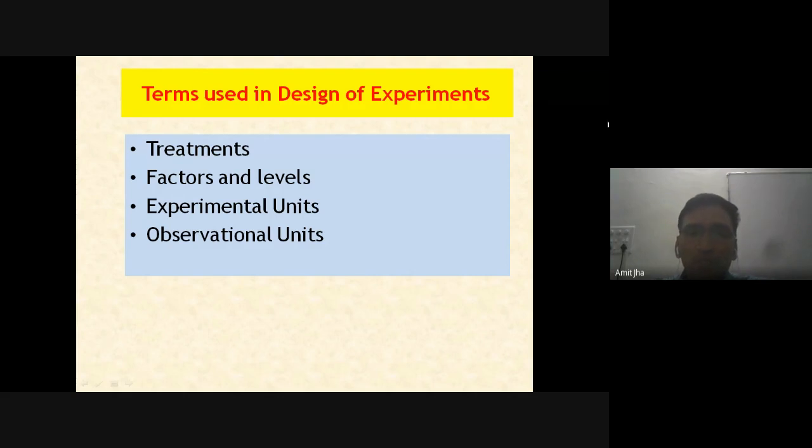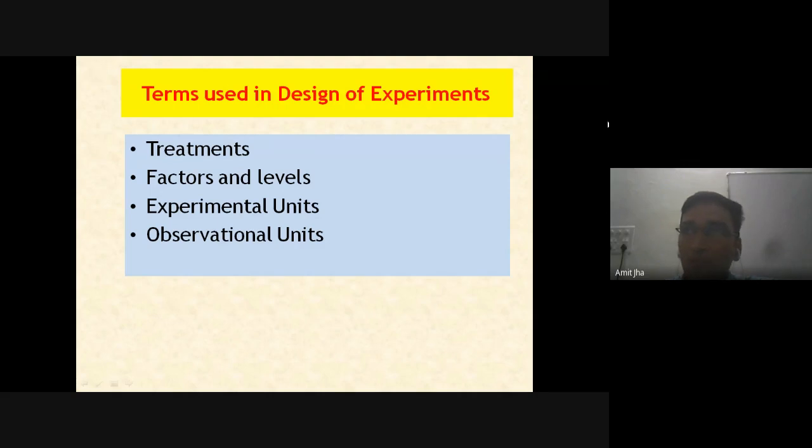So in the design of experiments, there are some terms: treatments, factor levels, experimental units, observational units. Treatment means, say, if you have to compare four different types of fertilizers on crop yield, then these four fertilizers are called treatments. If you are using a medicine, then that is the treatment. If you are working on different types of feed and want to find out their effect on milk production or body weight, then these are called the treatments. And the factors and levels are different under the treatment.